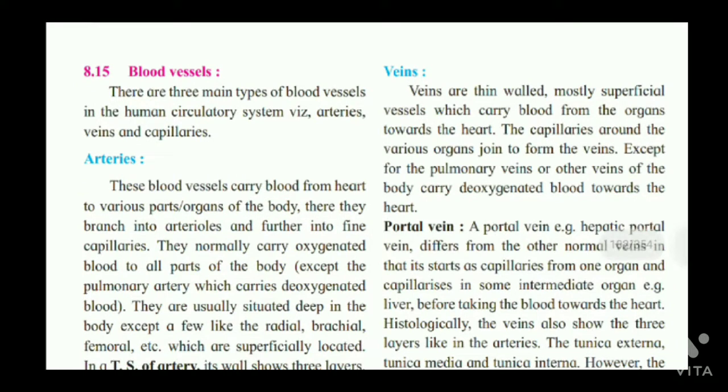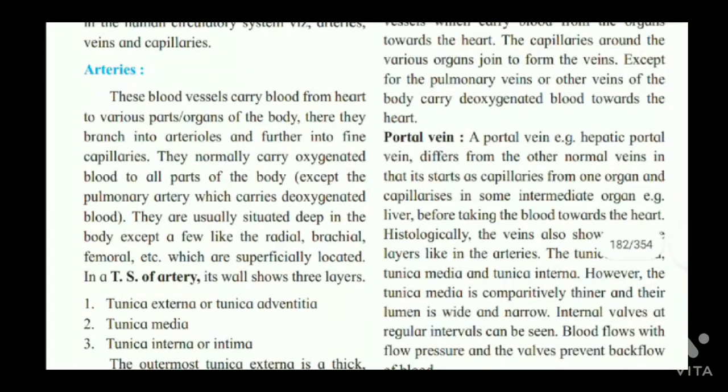There are 3 main types of blood vessels in the human circulatory system, namely arteries, veins, and capillaries. Arteries. These blood vessels carry blood from the heart to various organs of the body. There they branch into arterioles and further into fine capillaries. They normally carry oxygenated blood to all parts of the body except the pulmonary artery, which carries deoxygenated blood.